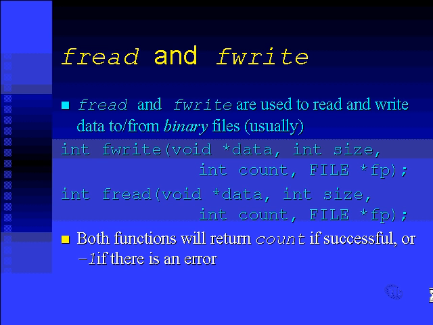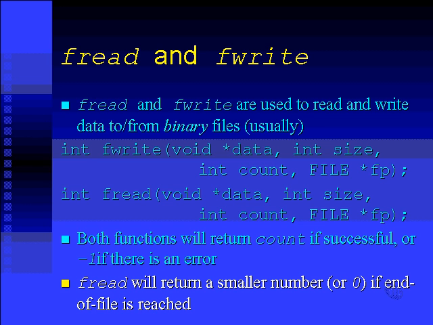So, both of these functions will return count if they were successful in reading or writing all that data. So fwrite will attempt to write out, let's use the same numbers, 5 lots of 10 bytes, and if it was successful you'll get the value 5 back, saying yes, I successfully wrote out 5 things. And fread, if it successfully managed to read in 5 things, each of size 10, then it will return a value of 5 as well. They will return -1 if there's an error. fread will return a smaller number, or 0, if the end of file is reached.